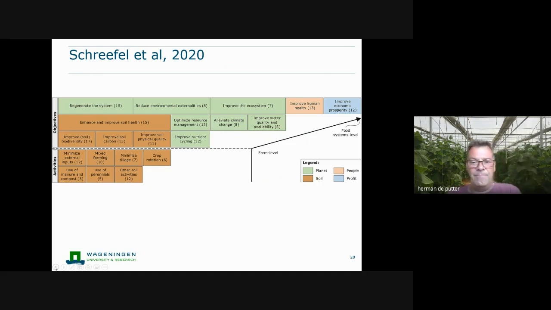And then the people and the profit. Well, the profit, the improved economic prosperity. If you work on soil quality and improve yield levels, then my impression is that it will also improve the direct economic prosperity of the farmers. Yeah, the picture is clear.